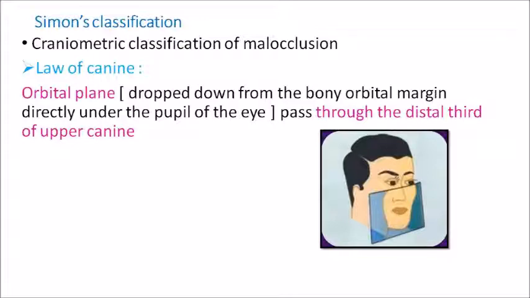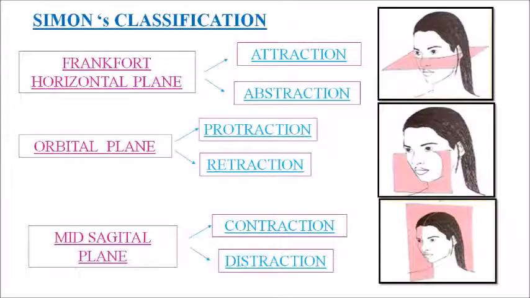Simon's law of canine is what forms the basis of his classification. The law of canine states that the orbital plane, that is dropped down from the inferior orbital margin directly under the pupil of the eye, passes through the distal third of the upper canine. So this is what the orbital law of canine by Simon states. Simon's classification of malocclusion is based on the deviation of the arches from their normal position in relation to three planes.